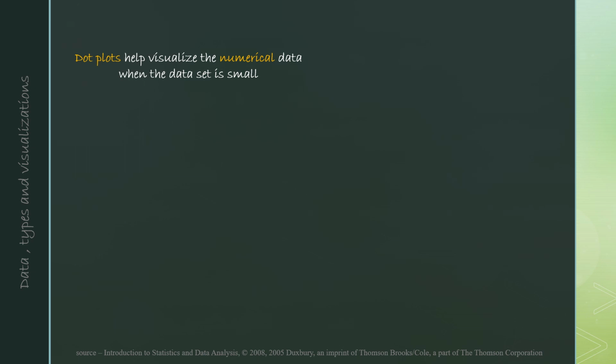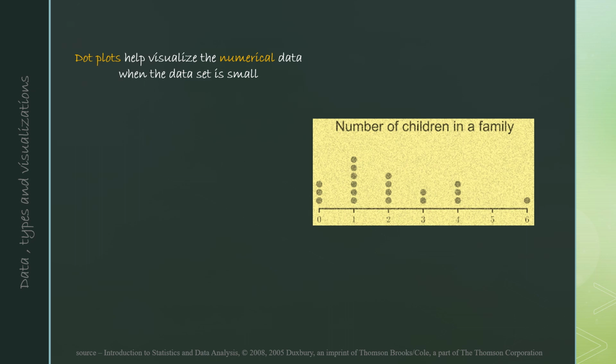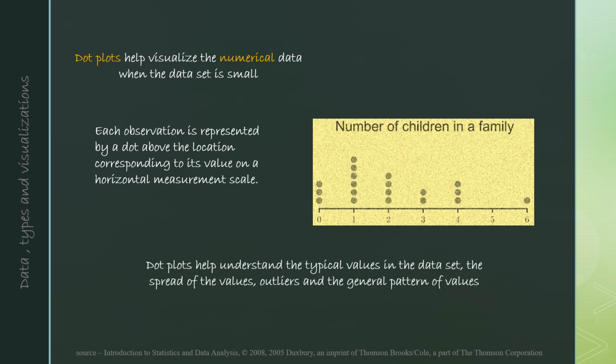Dot plots, on the other hand, help visualize numerical data when the data set is especially small. Each observation is represented by a dot above the location corresponding to its value on a horizontal measurement scale. When a value occurs more than once, there is a dot for each occurrence, and these dots are stacked vertically. Dot plots help understand the typical values in the data set, the spread of the values, outliers, and the general pattern of the values.